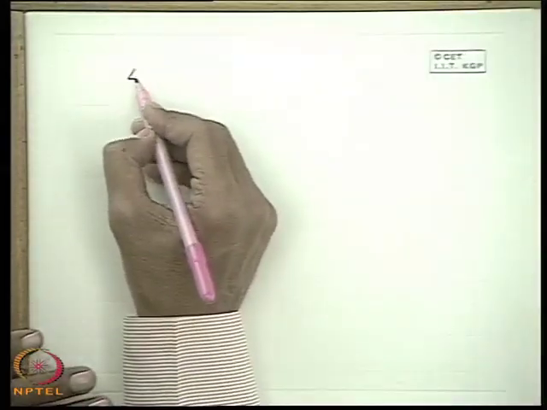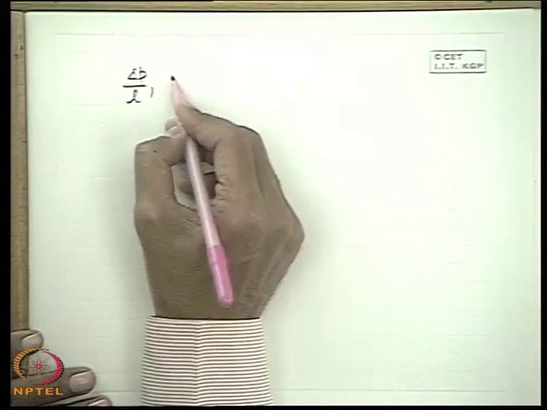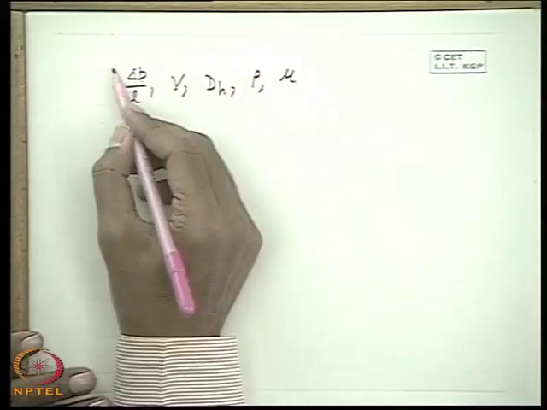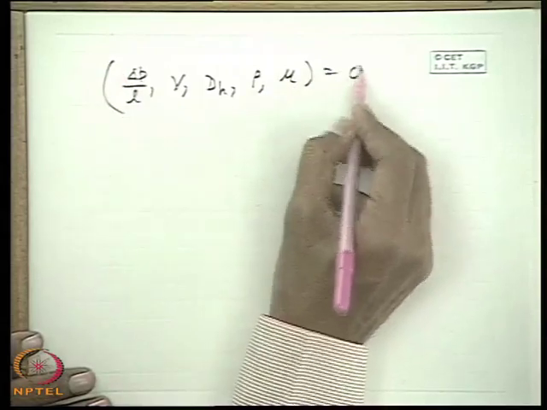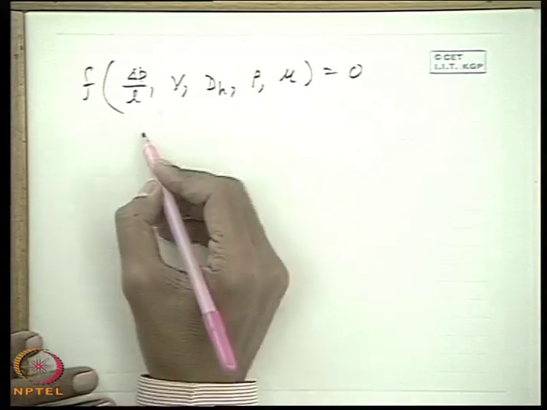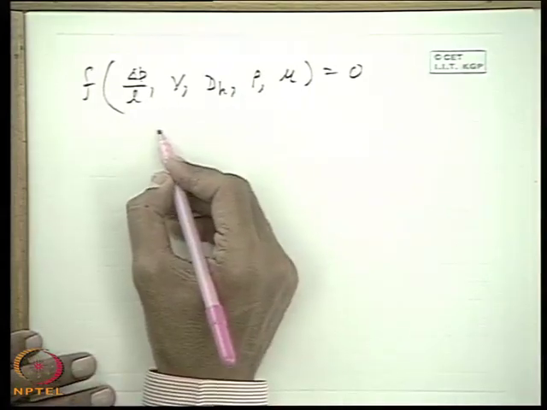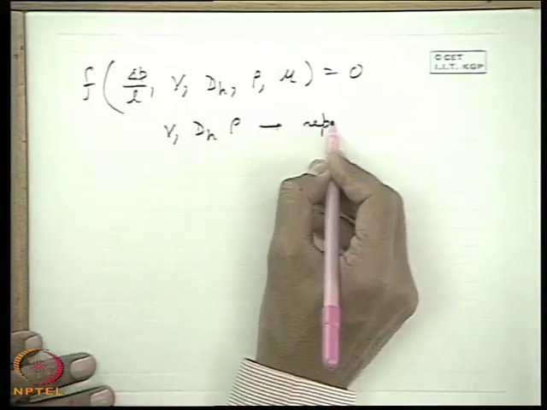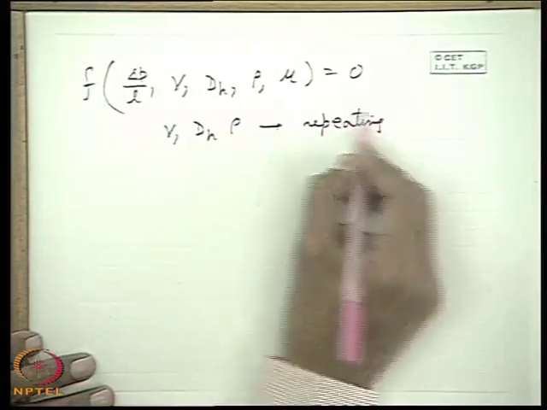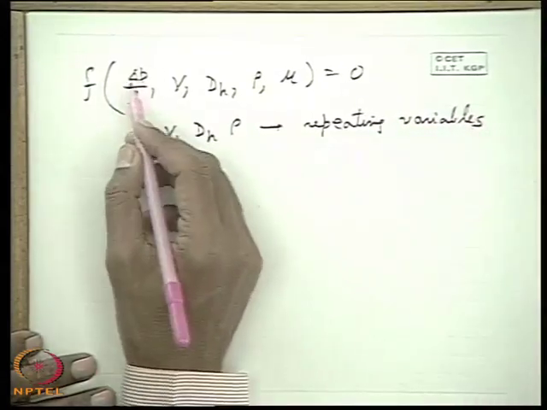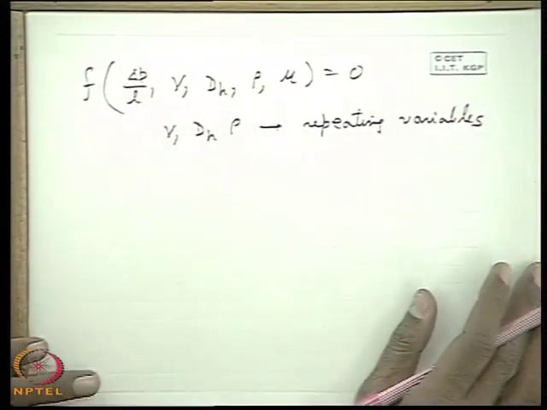Now let us start with the problem, which is defined by delta P by L, V, dH, rho, mu. So through a problem only I am defining. That means the first step of Buckingham's pi theorem is to choose any 3 repeating variables. Let us choose V, dH, rho as repeating variables. The rule is that these repeating variables should not include the performance parameter and should include all the fundamental dimensions.